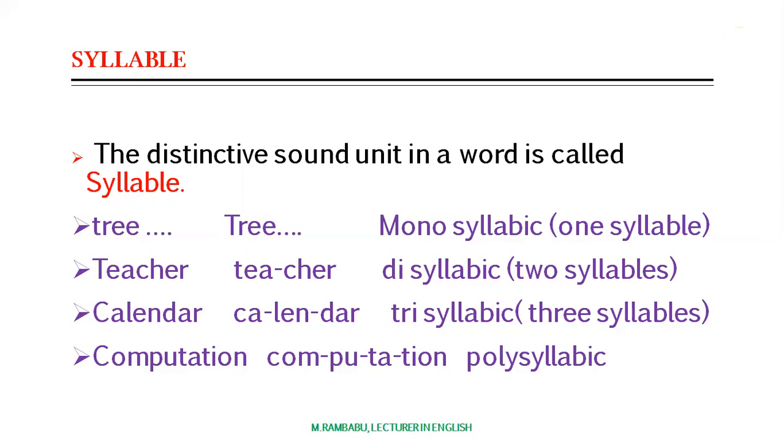Calendar. Ca is one sound unit, len another sound unit, and d is the third sound unit. The word calendar has 3 sound units, 3 distinctive sound units. So it's called a trisyllabic word.